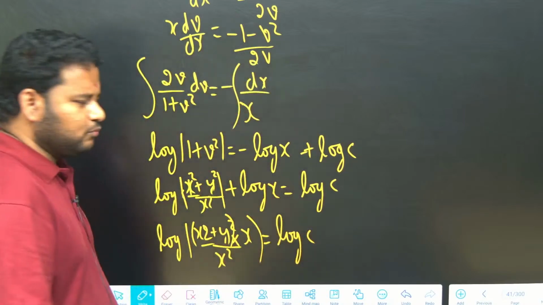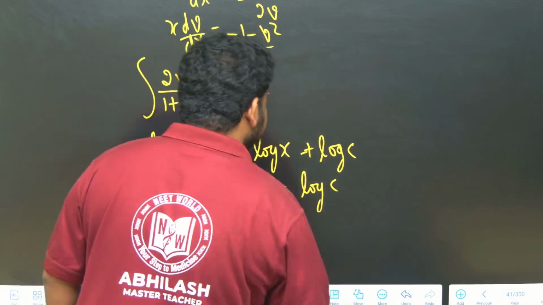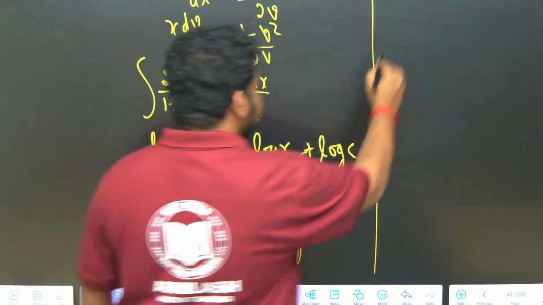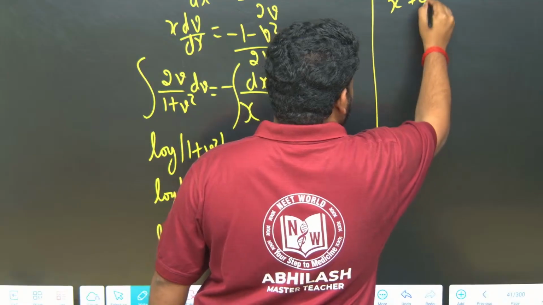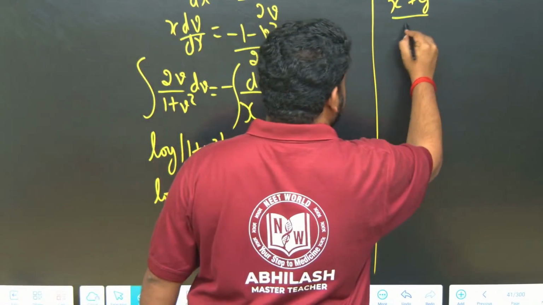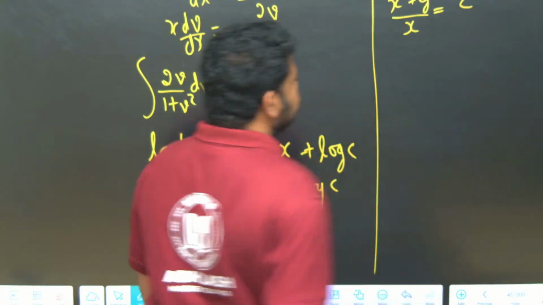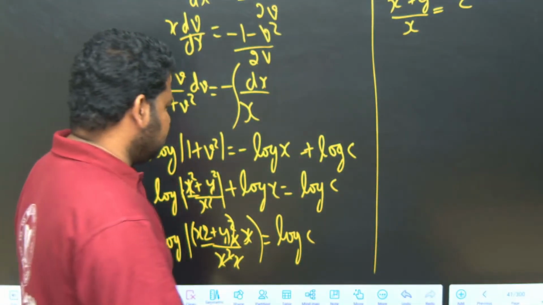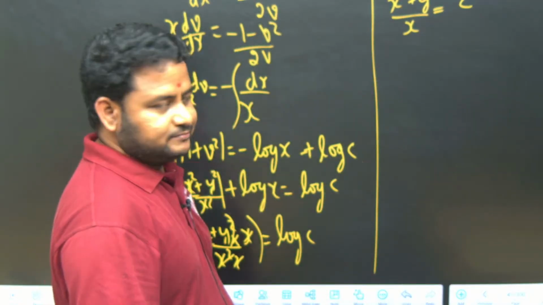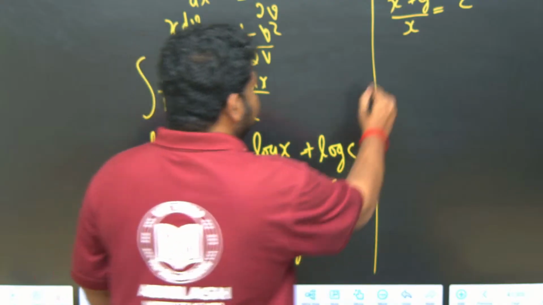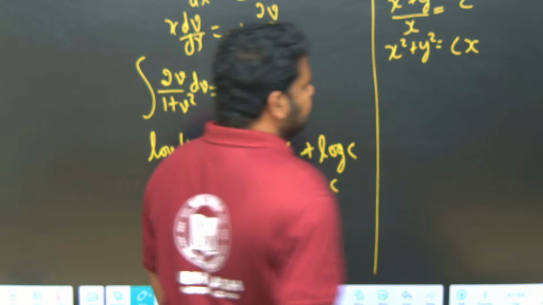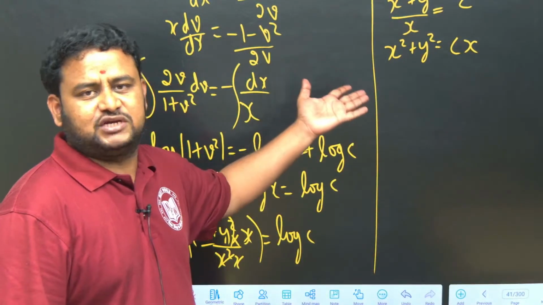Now if I remove log on both sides, what will I get? Very simple. You have to focus here. If I remove log on both sides, I will get x square plus y square by x, where x and x will cancel, is equal to c. Now if I send it to the RHS, this is nothing but x square plus y square is equal to cx. This is nothing but the equation of a circle.